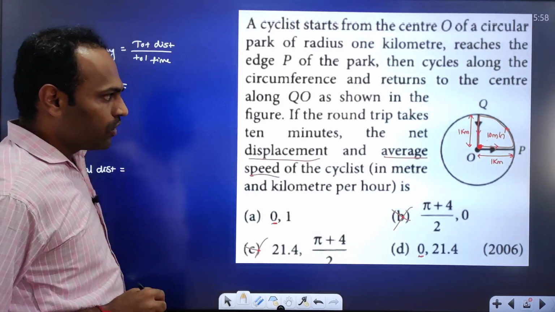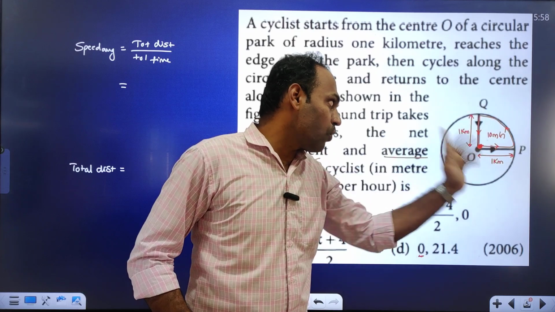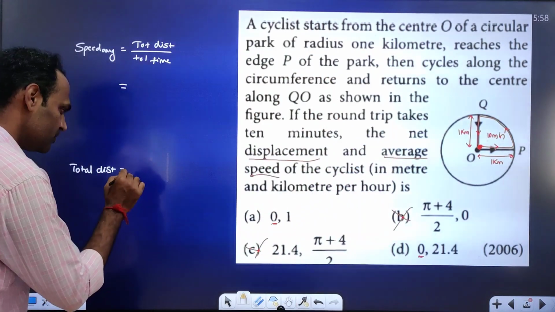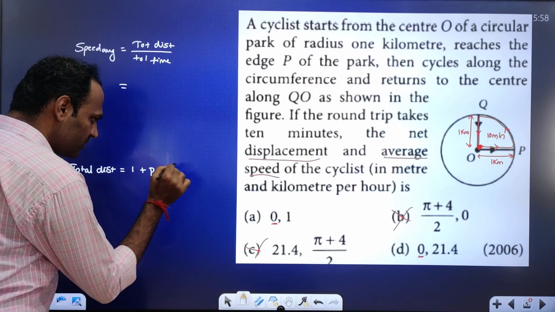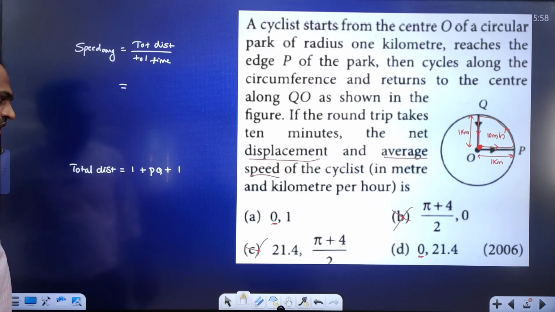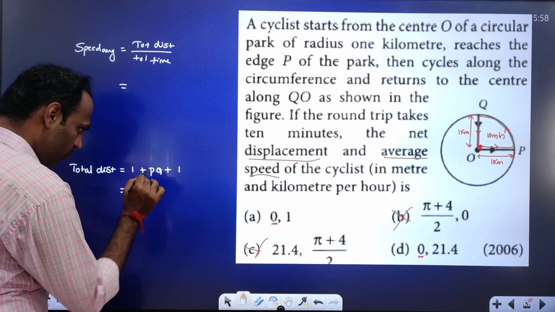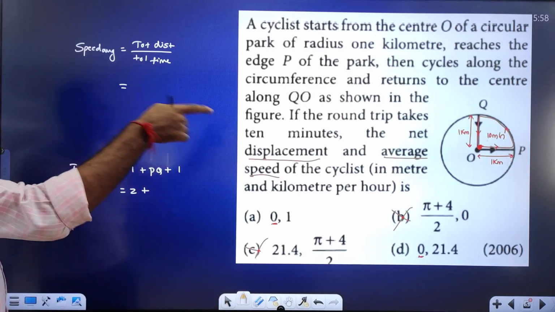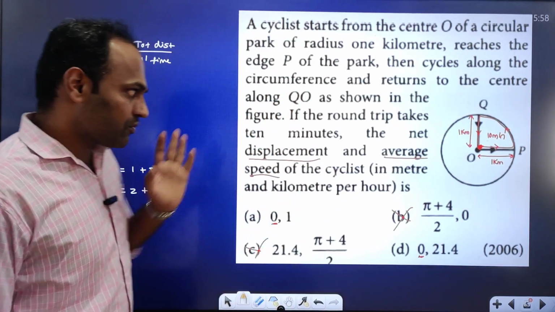Total distance, look: O to P is 1 kilometer, then P to Q, then Q to O is 1 kilometer. So I will write it like this: 1 kilometer plus P to Q plus 1 kilometer. Right? Okay, in PQ, how much should we get? 1 plus 1, this will be 2. PQ means it is 1/4 of the circumference, 1/4 of the circle.